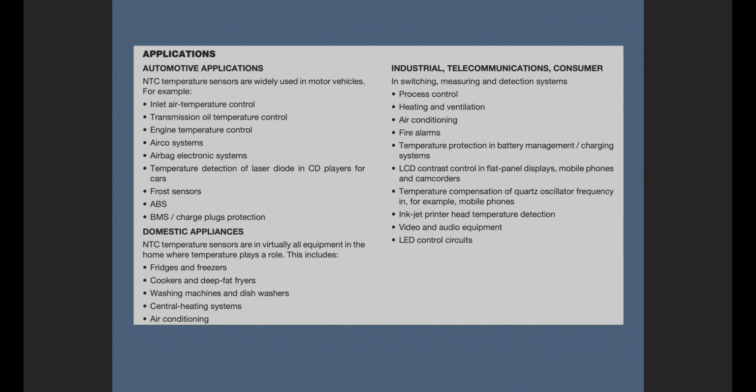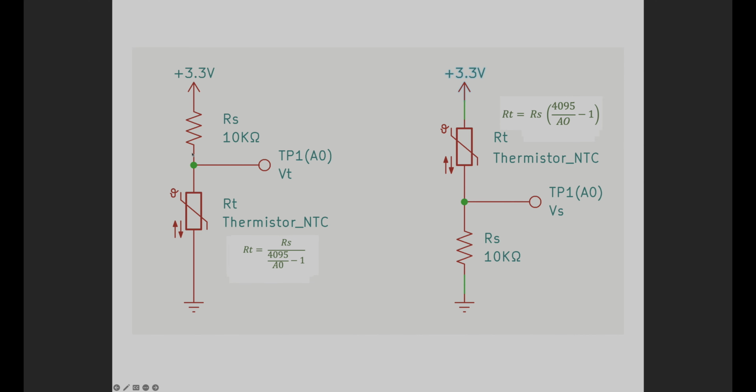We have voltage dividers here. That's how we're going to determine the resistance of the thermistor. We have two thermistor setups. We have one with the resistor at the bottom on the left and the resistor at the top on the right. We normally use this format with the thermistor on the bottom.